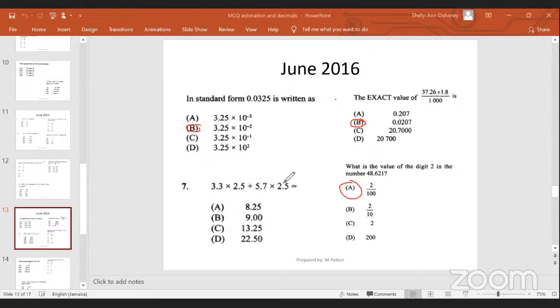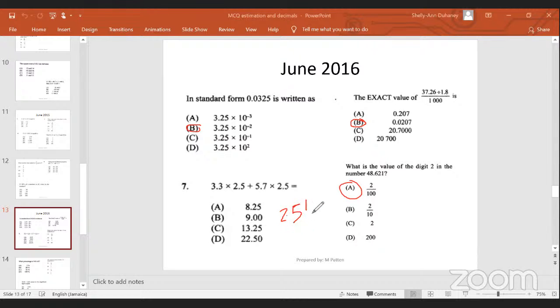So we have 3.3 times 2.5 plus 5.7 times 2.5. How can we simplify this? This looks like distributive law again. Yes, miss. All right, work it out using distributive law. Yes, you have 2.5 outside. And then what?